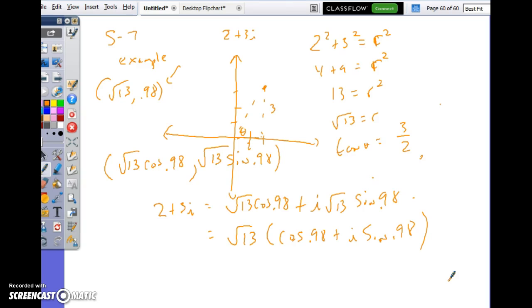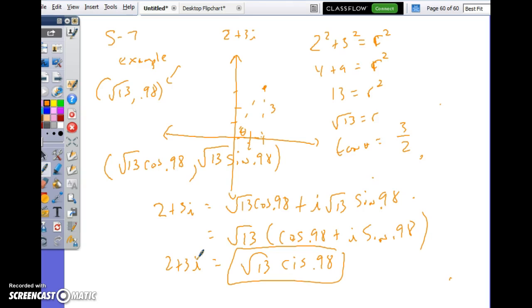Now, mathematicians are lazy like everybody else. Writing cosine plus i sine the hundreds of times you have to write in the next couple days is going to make you cry. So what could we shorten cosine plus i sine to? Cis. You're kidding. Root 13 cis 0.98. Where's the i? There's the i. Cosine plus i sine, cis 0.98, is equal to 2 plus 3i.